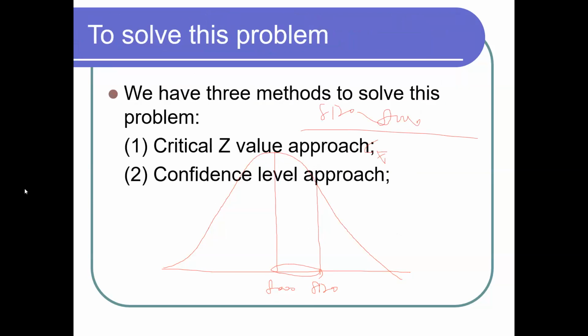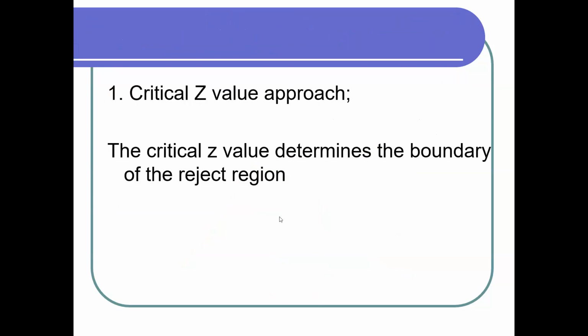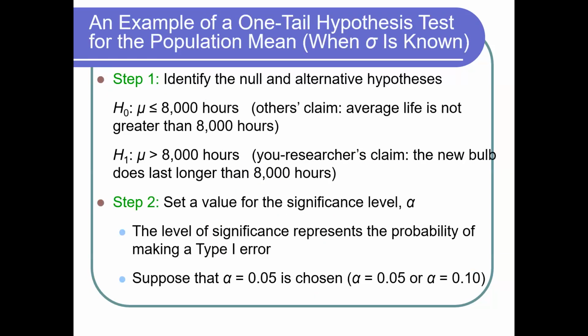Let me delete this. So, the first critical Z value. To calculate critical Z, we have to convert the 8120 to standard deviations. How many standard deviations is that? The null hypothesis will be that the average light bulb life is less than or equal to 8,000 hours, but we claim it will last longer than 8,000 hours. So it's a one-tail test.